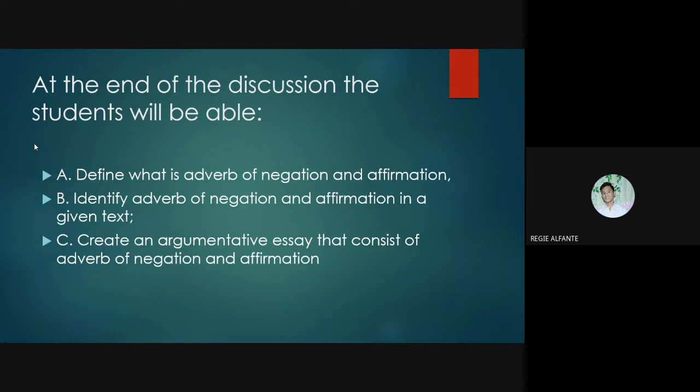At the end of the discussion, the students will be able to: first, define what adverbs of negation and affirmation are; second, identify adverbs of negation and affirmation in a given text; third, create an argumentative essay that consists of adverbs of negation and affirmation.